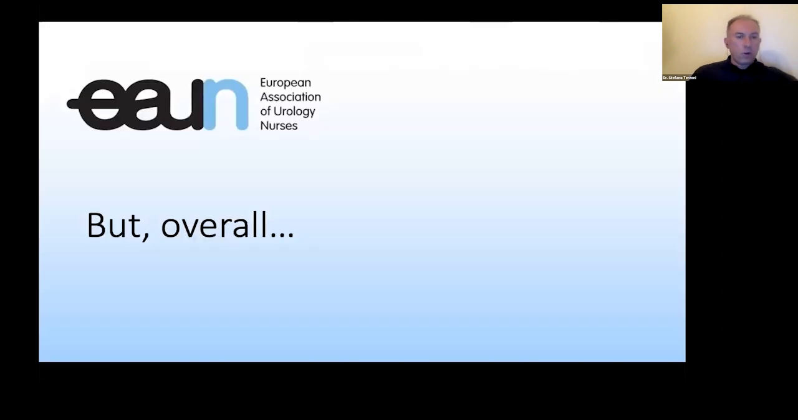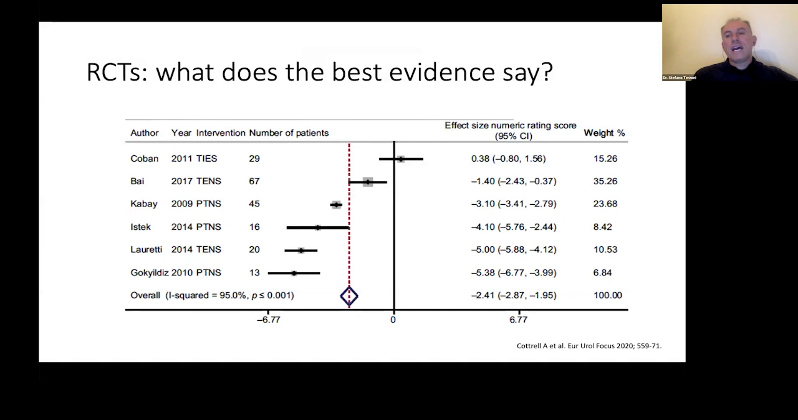Okay, but overall, what does the evidence say about all these treatments? Because we are talking about general concepts, but what's the actual evidence about this? Well, this is the most recent systematic review and meta-analysis from the European Association of Urology published in 2020. We can see that this only considers the randomized control trials. There are many more studies, but the trials are only this one.